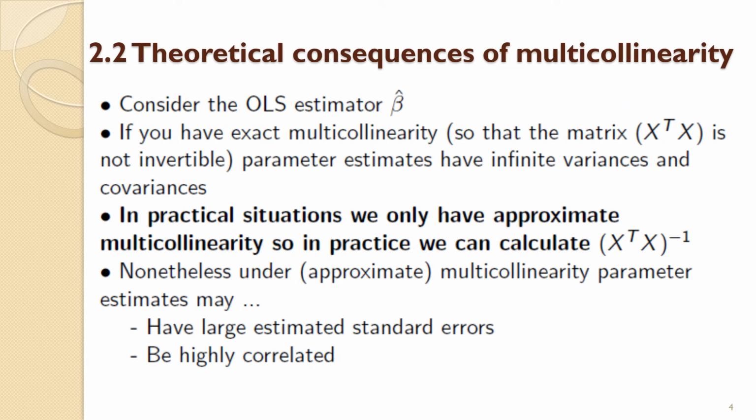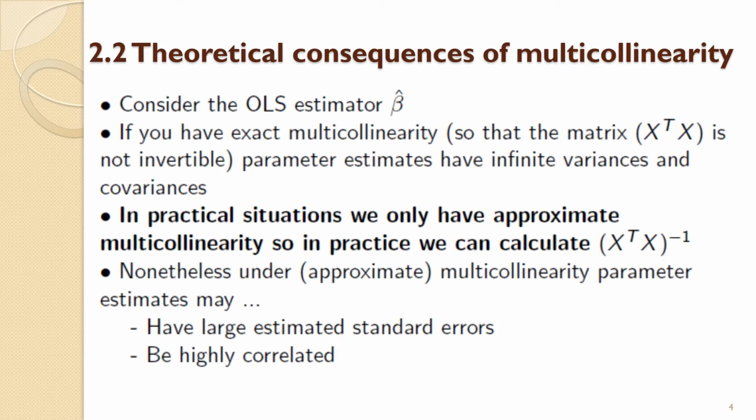In terms of the regression theory then, if you look at the ordinary least squares regression estimator beta hat, you have multicollinearity so that this matrix here, X transpose X, is not invertible, so the inverse doesn't exist. What happens is that the parameter estimates have infinite variances and covariances. And again, multicollinearity is a practical problem, it's not really a theoretical thing. So in practical situations, you have only approximate multicollinearity.